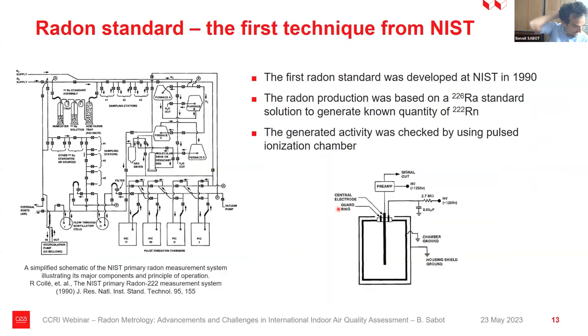So, what I found when I worked on the radon standard is one of the first techniques which were developed by NIST in USA in the 90s. In fact, it was the work of Mr. Colle. And this technique was based on the production of radon using a radium 226 standard solution to generate a known activity of radon 226. This generated activity was checked using a pulsed ion chamber developed by NIST, and it was necessary to develop a very complex system in order to generate radon and spread it in different kind of solution in air or in water or any other mixture.